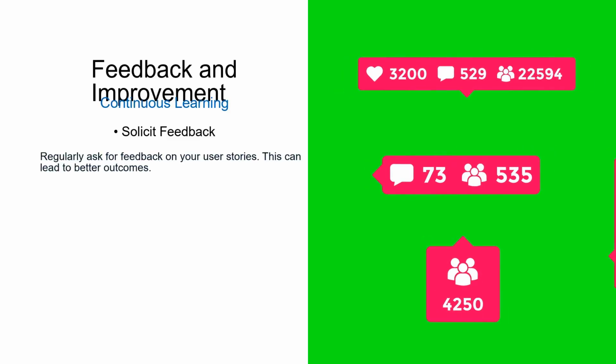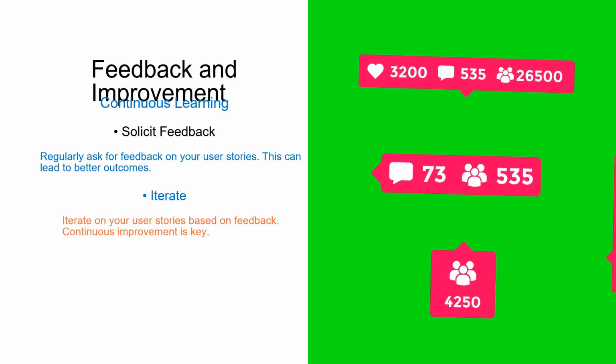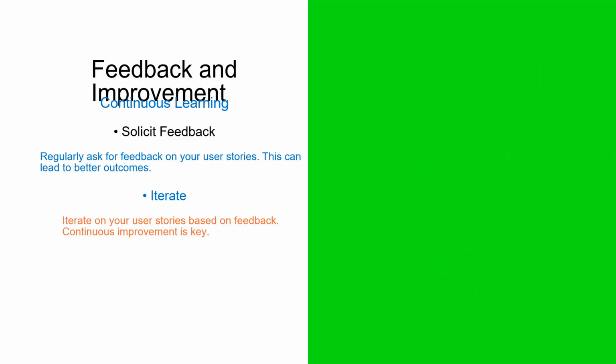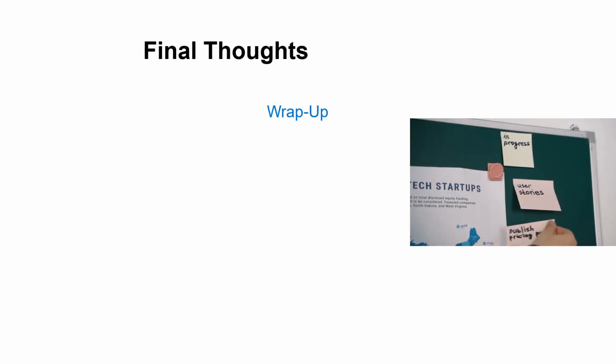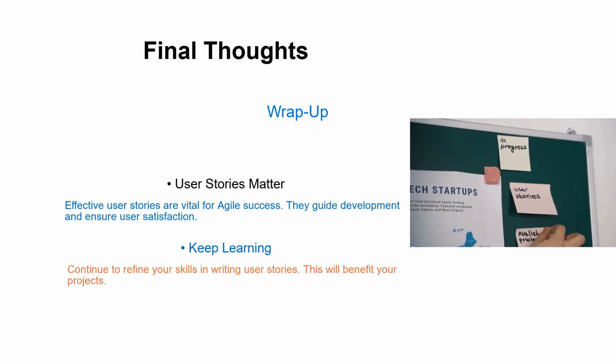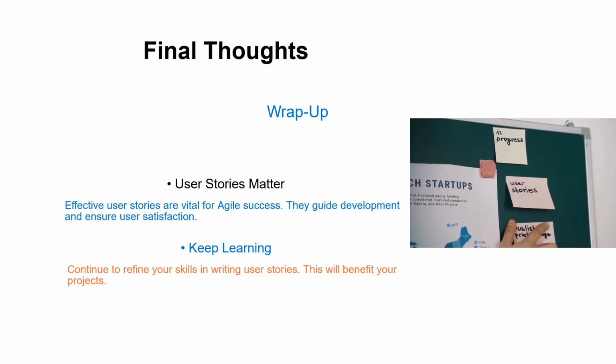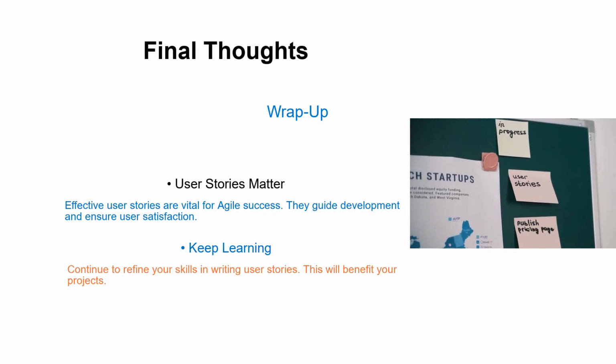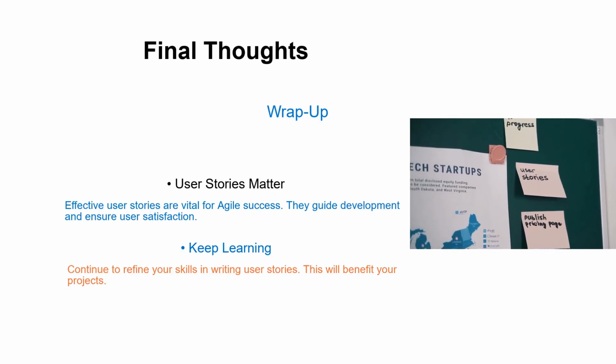Soliciting feedback on your user stories can lead to better outcomes. Remember to iterate on your stories based on this feedback, as continuous improvement is key. In closing, remember that effective user stories are vital for Agile success. They guide development and ensure user satisfaction. So keep learning and refining your skills.